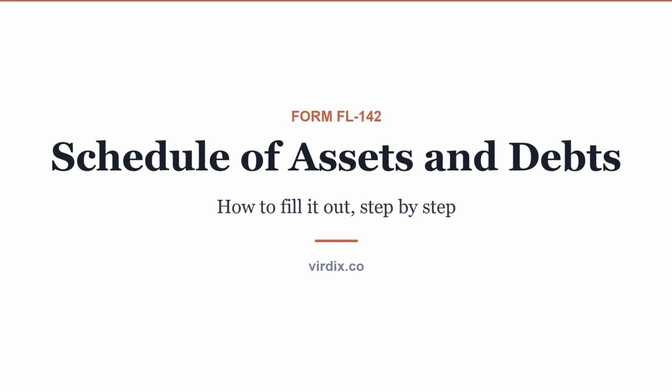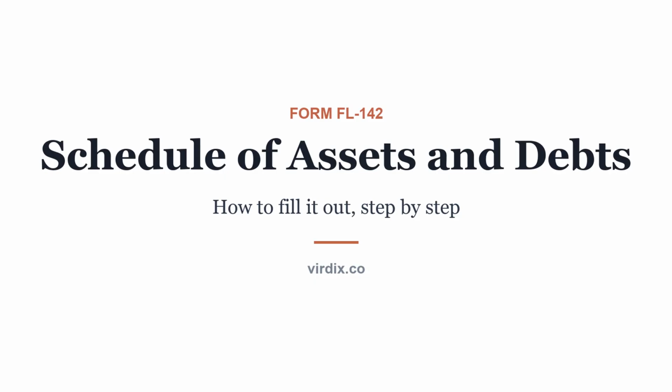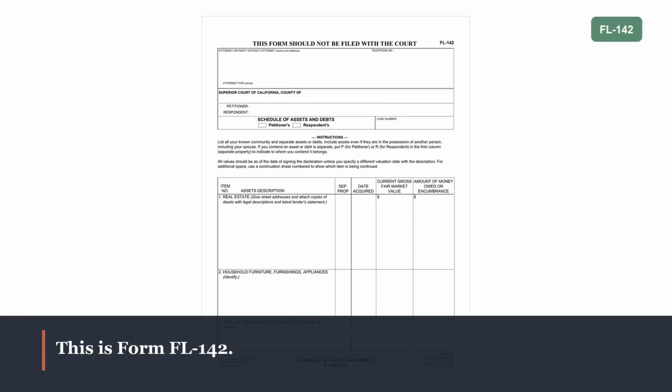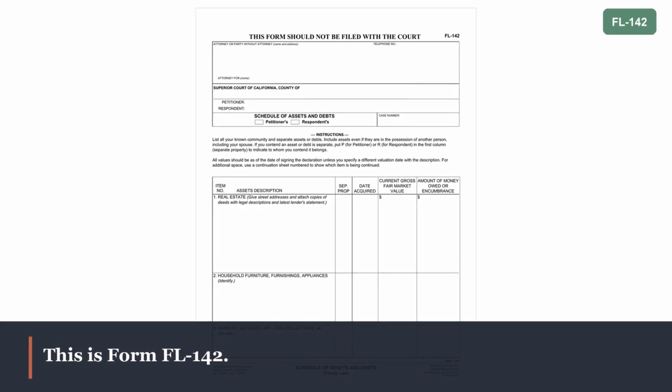Forget to list one account on this form, even a small one, and it can come back to reopen your divorce years after it's final. This is Form FL-142. It's a detailed inventory of everything you own and owe, and getting it right protects you long after your case is closed. Let's walk through it category by category.